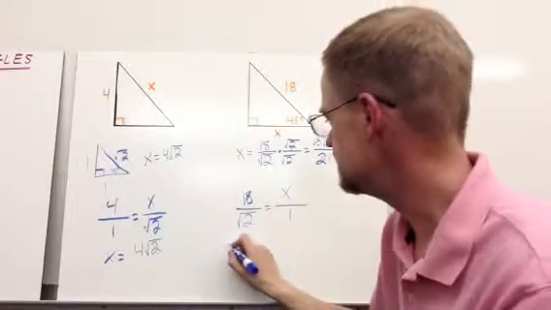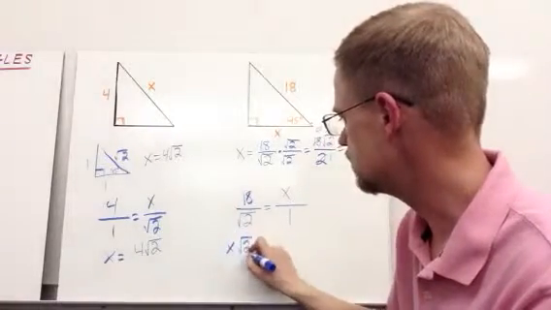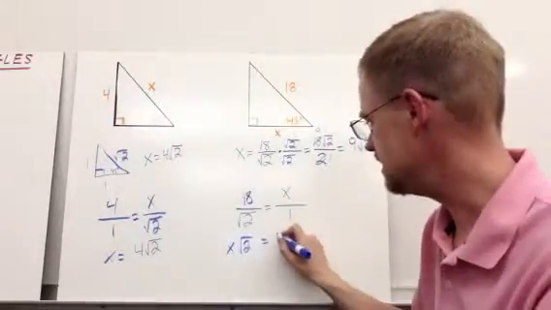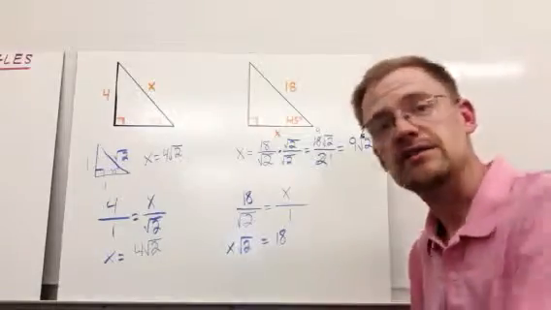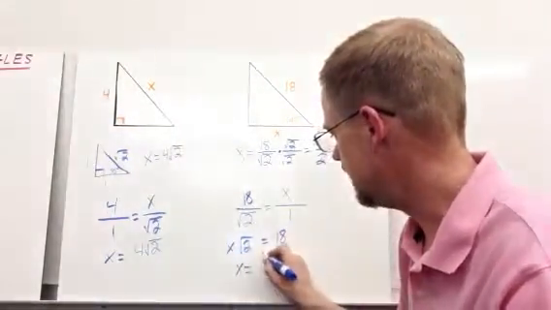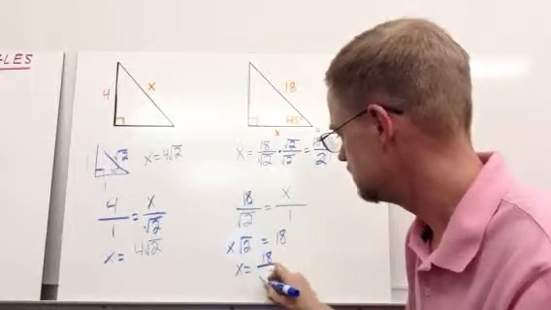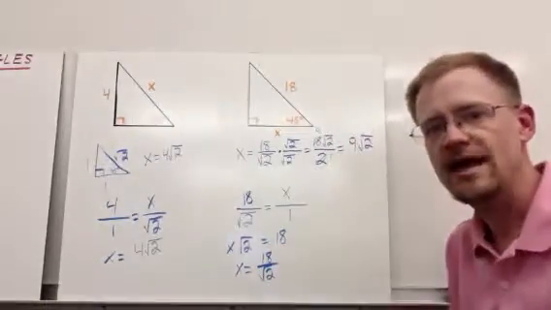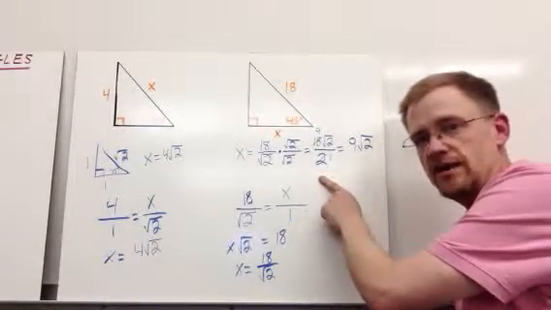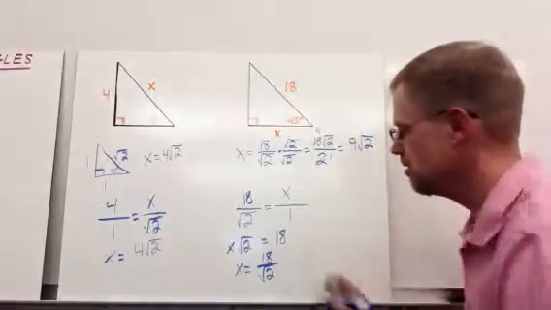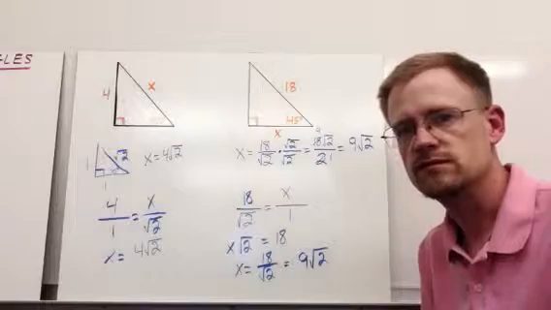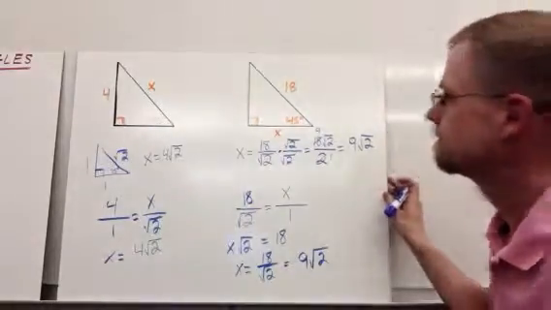Square root of 2 times x is x times the square root of 2 equals 1 times 18, which is just 18. Now, to get the x by itself, this is multiplying, so we're going to divide. We're going to get x equals 18 divided by the square root of 2. Now, we still need to rationalize the denominator here, but you've already seen me do that up here. It'd be the same process. We're going to get the same answer of 9 times the square root of 2. Okay?